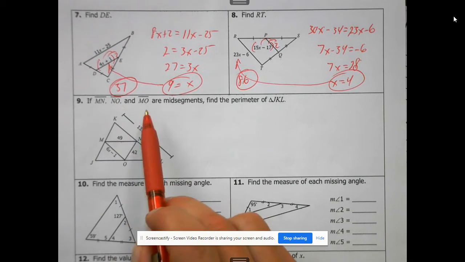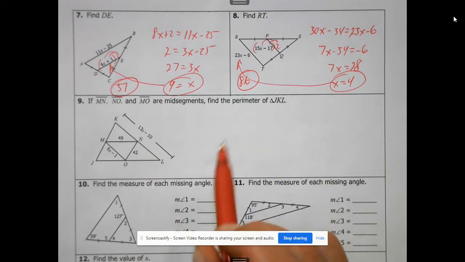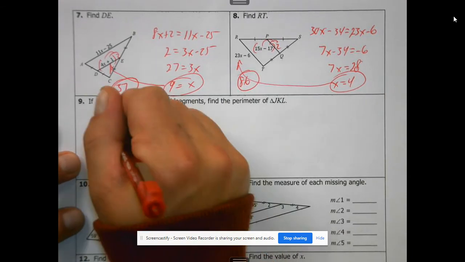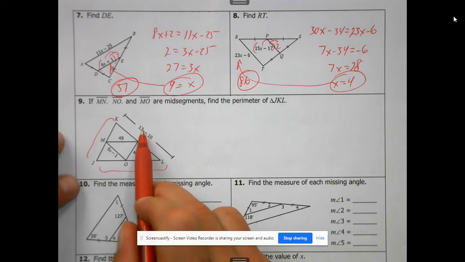MN, NO, MO are the mid-segments. Find the perimeter of JKL. All right. So we've got to find this length, find that length, and then figure out what X is. So let's find X first.